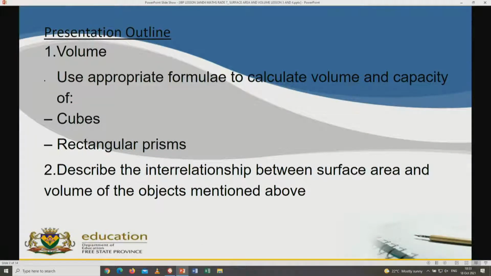This will be the outline. The volume, the use of formulae to calculate the volume and the capacity of cubes and rectangular prisms. But as I did in the previous two lessons, we're not going to be starting with any formulas. The formulas will just come automatically. We have to investigate that, and then describe the interrelationship between the surface area and the volume of the objects mentioned above. In the first two lessons, the focus was on the surface area. Now we'll look at the volume and the interrelationship between the two.